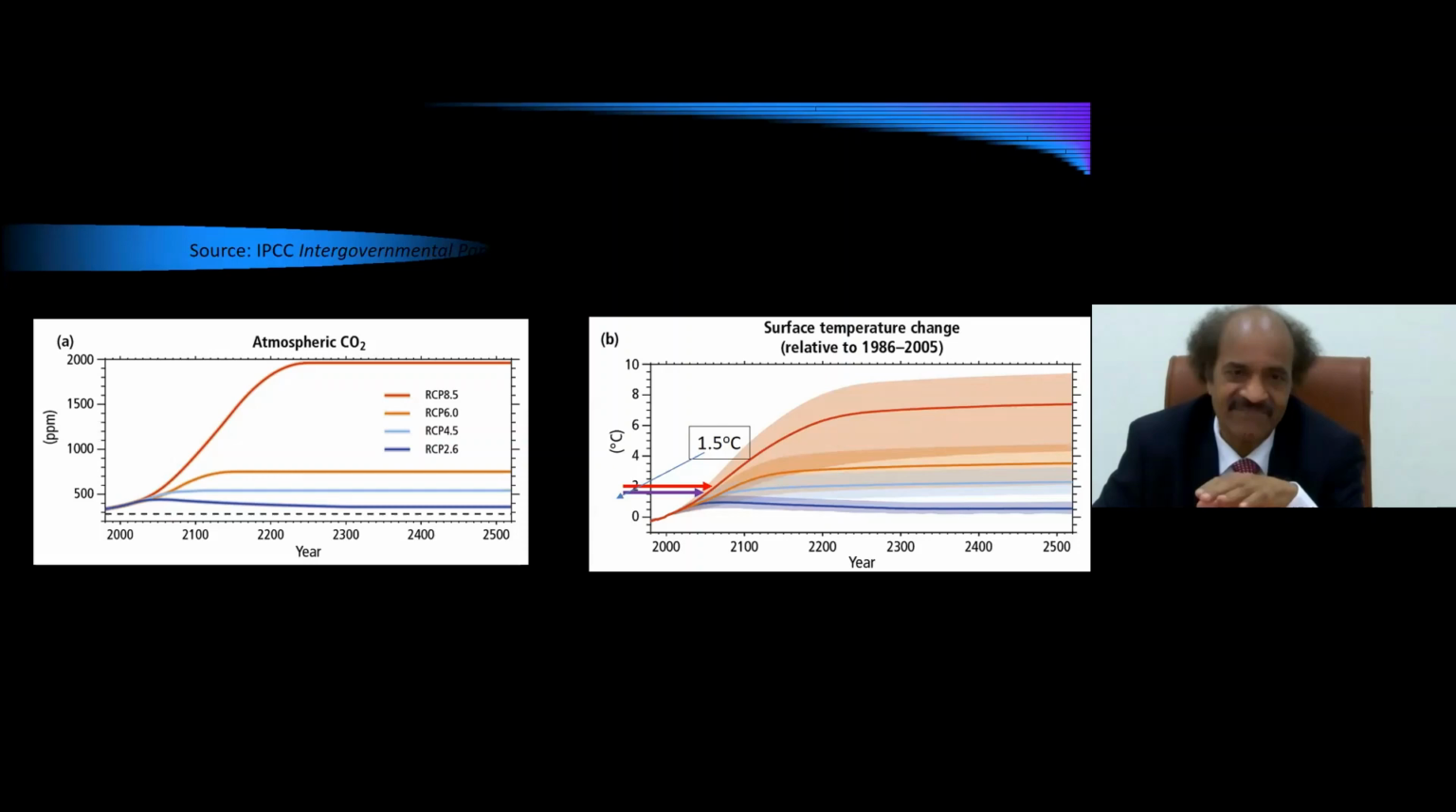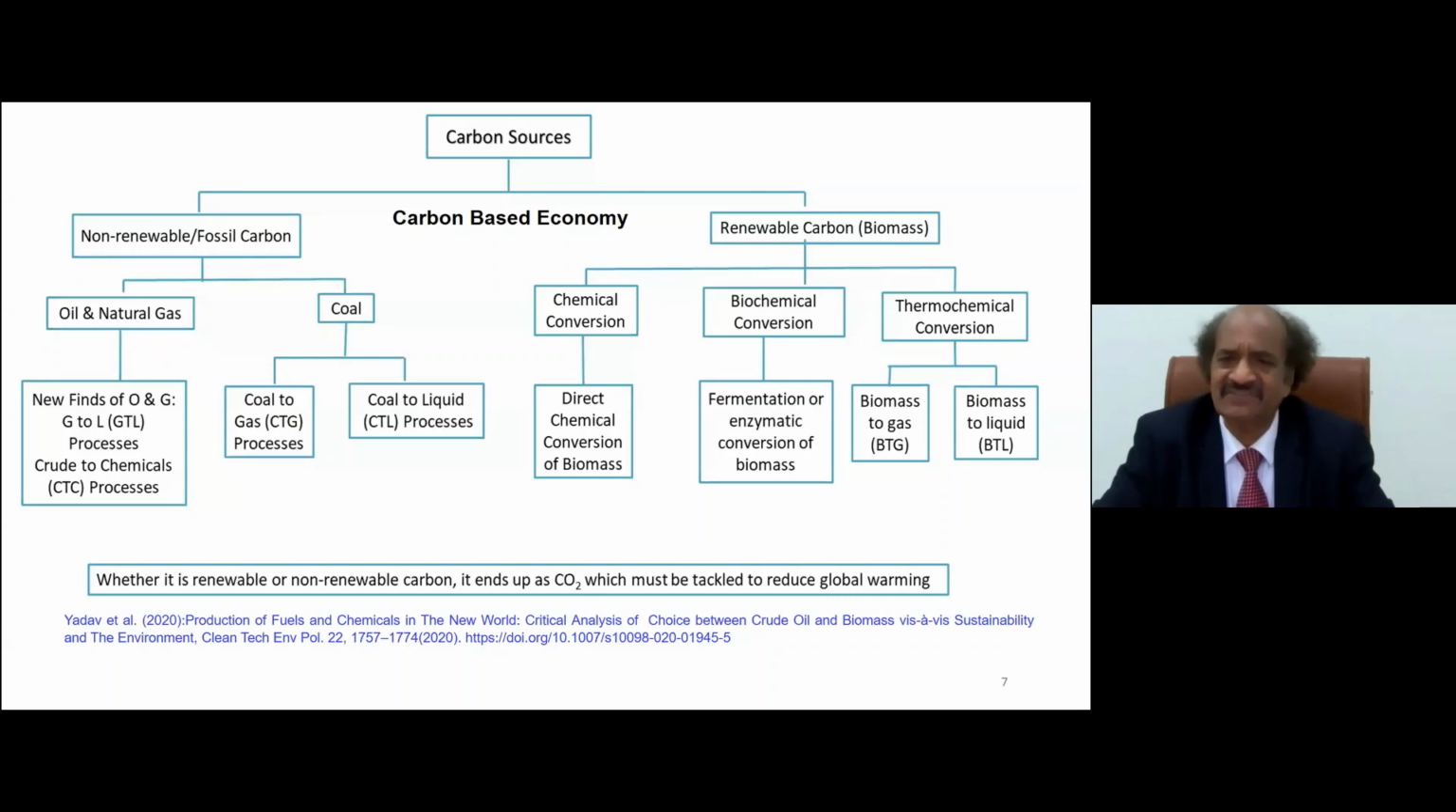And if there is no technological intervention, by 2050, this is the estimate, the temperature rise could be beyond 6 to 8 degrees. So that will be disastrous for the whole world. And what is the reason? The reason is that our economy is based on carbon. And there is a little bit of historical perspective, and I will tell you that also.